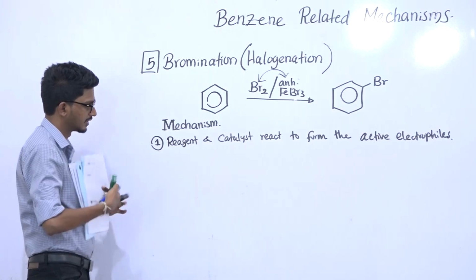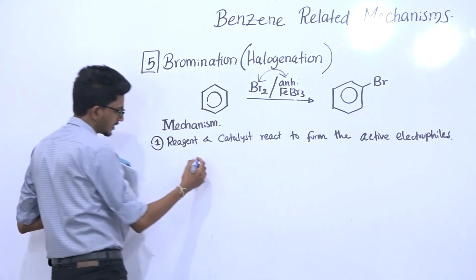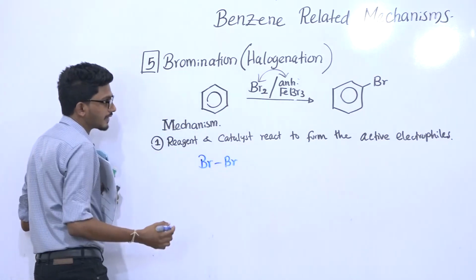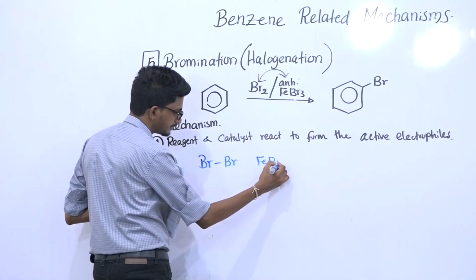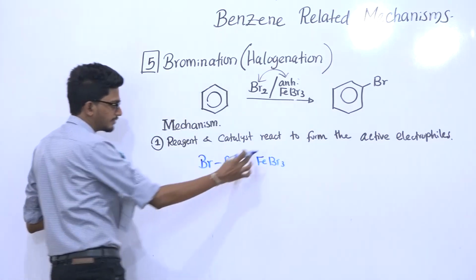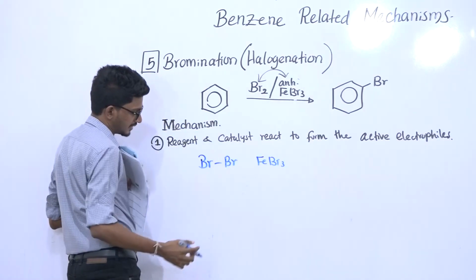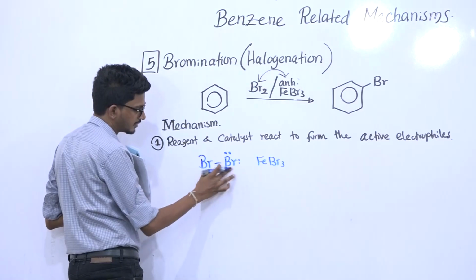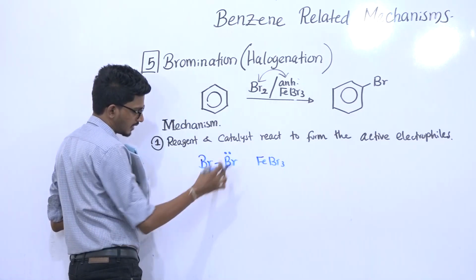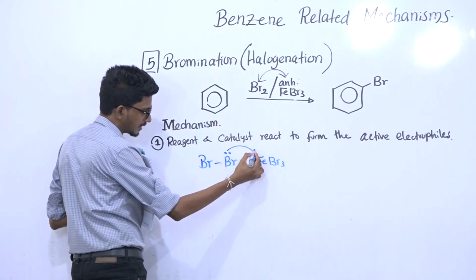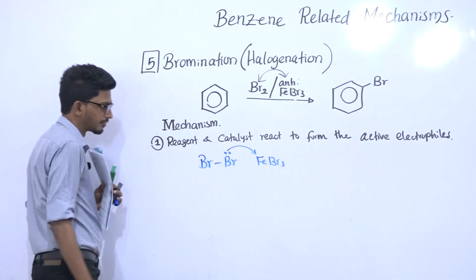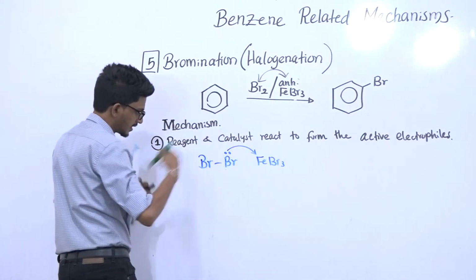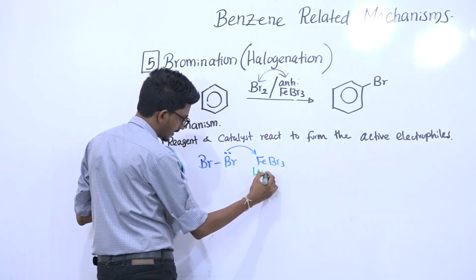So what happens there? Let's write that step. You have the Br2 like this, and you have the FeBr3. With the FeBr3 you have some empty orbitals, and with the Br2 you have lone pairs. One of the lone pairs of the Br will be donated to an empty orbital of the FeBr3, which acts as a Lewis acid, accepting the lone pair.